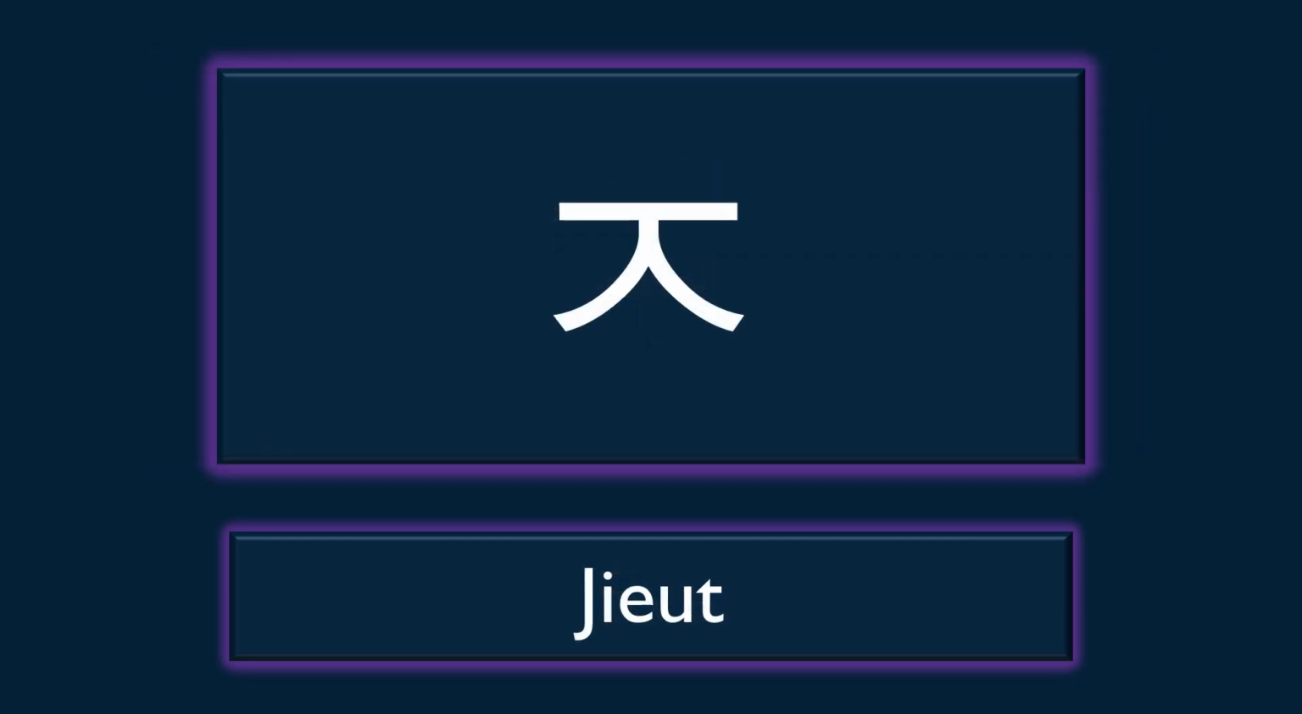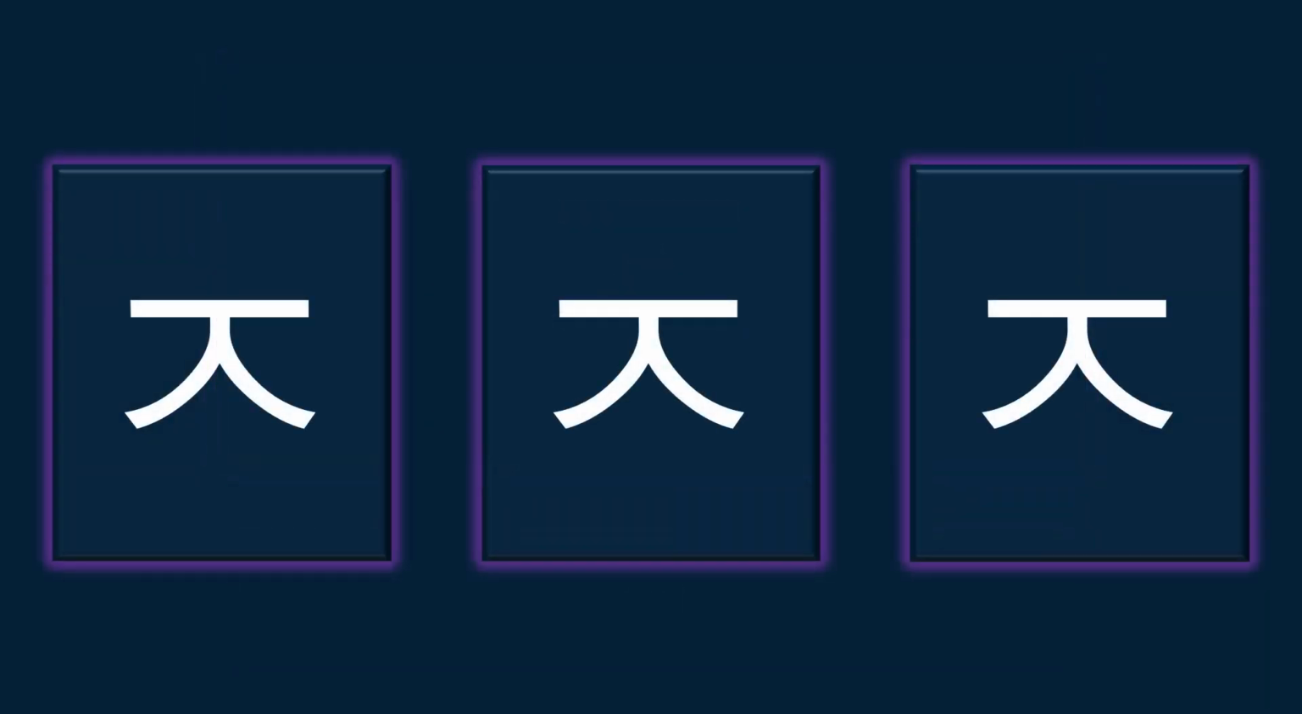The ninth single consonant, jiut. For beginners, this is temporarily read as ja. One more time. Ja, ja, ja.